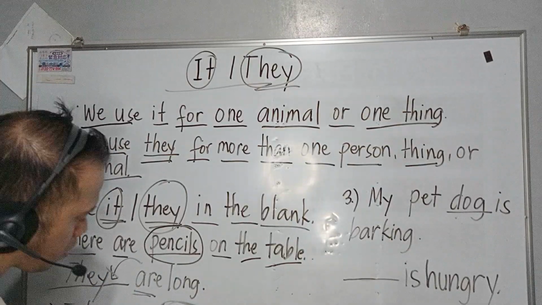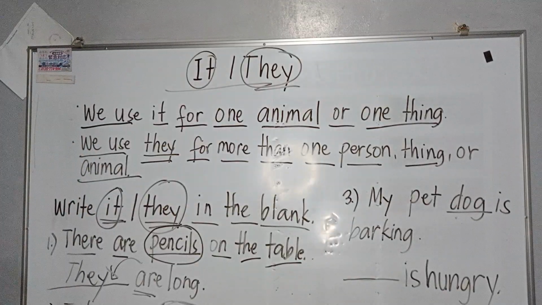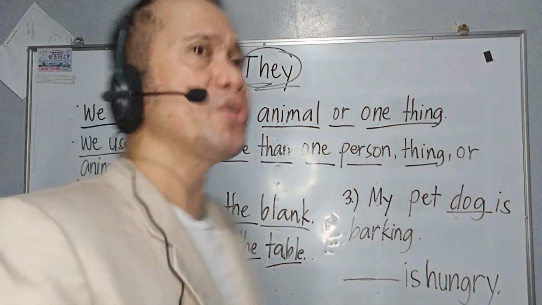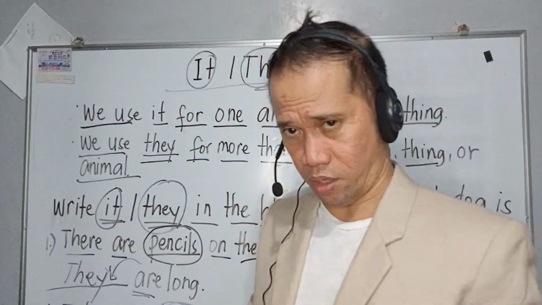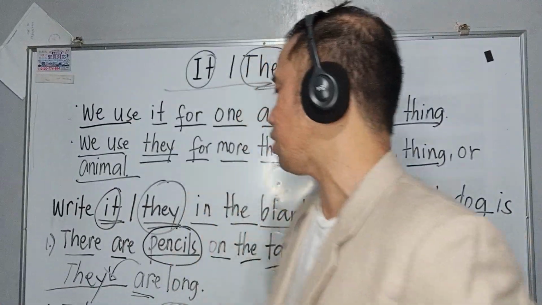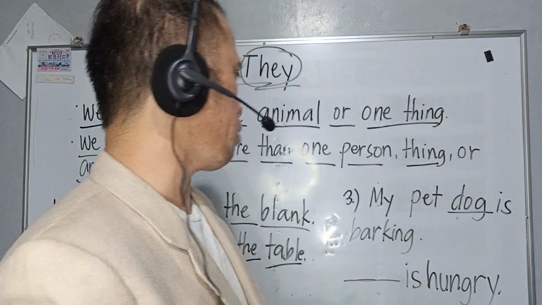It is big. I have a bag. It is big. Okay? So now our answer clause here is correct, and our sentence is complete. Now let us proceed to number 3.